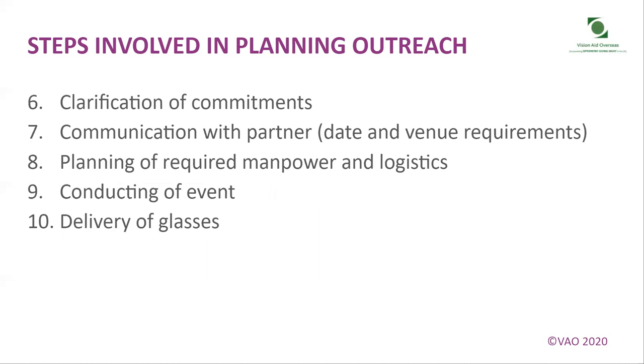Six, clarification of commitments on the part of the eyecare institution and the community partner. The responsibilities of the partner need to be clearly stated in writing and agreed upon. Publicity, outreach site arrangements, hospitality for the clinical team, volunteer support and food, and the eyecare institution's inputs must all be clearly outlined.